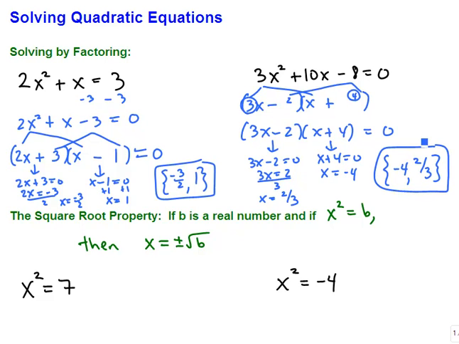So that's solving quadratics by factoring. Unfortunately, that method will only work if you have a quadratic that's factorable, and unfortunately not everyone is. So we're going to have to learn some other techniques for how to deal with quadratics that aren't factorable.